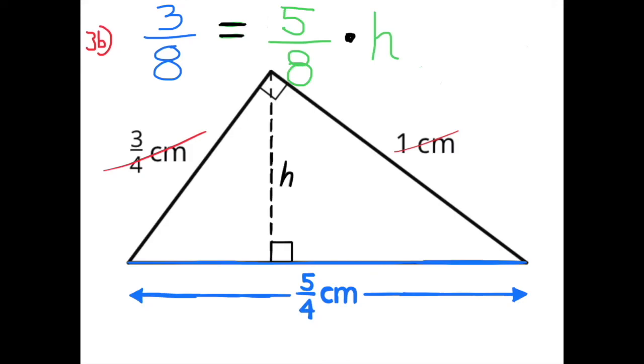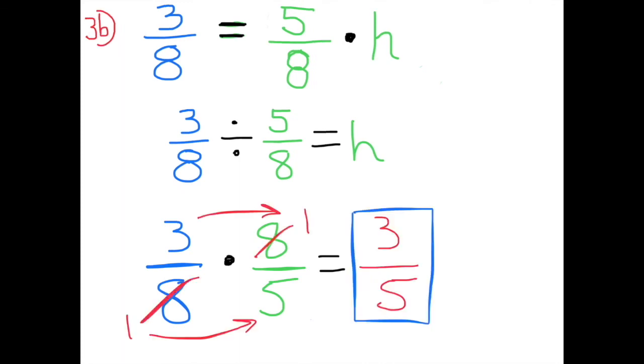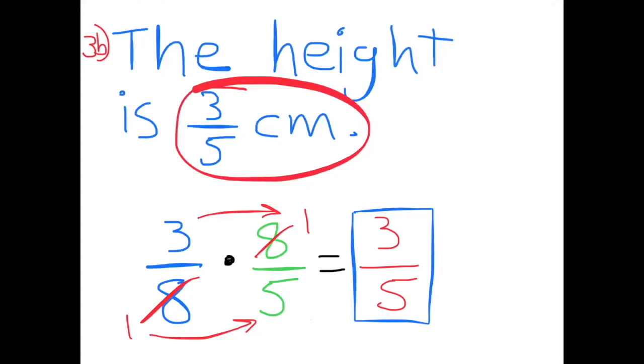So 3/8 equals 5/8 times h. That's the same as 3/8 divided by 5/8 equals h, or 3/8 times the reciprocal of 5/8, which is 8/5. So 3/8 times 8/5 equals 3/5. The height is 3/5 centimeters.